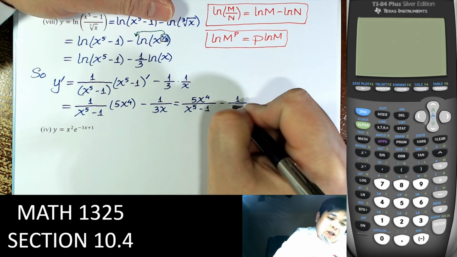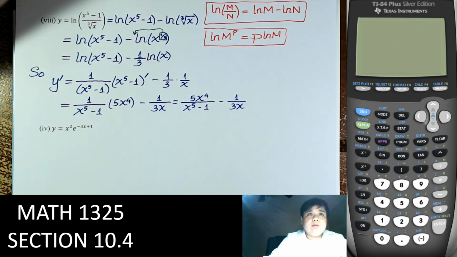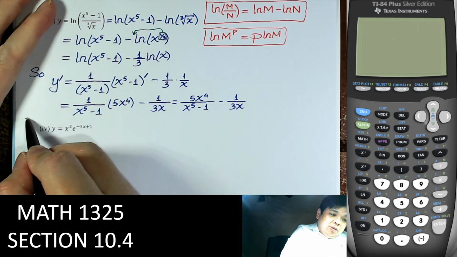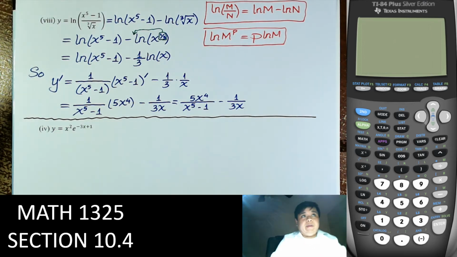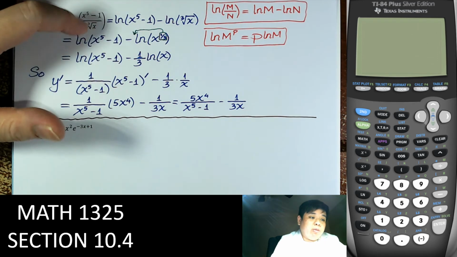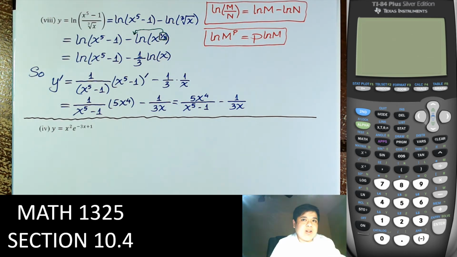One over 3x. Right, so that's good to know. Like I said, don't just jump right ahead and use the chain rule directly, especially when there's ln. There's a way to simplify things. Do that first before we find the derivative.